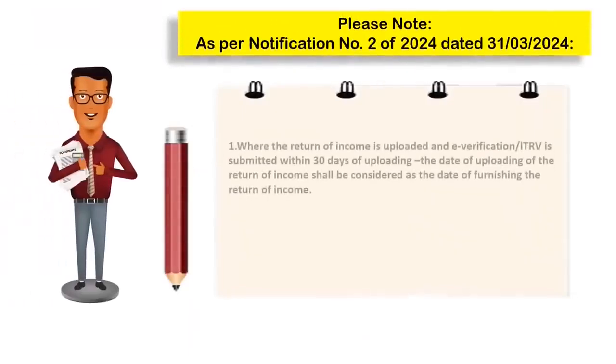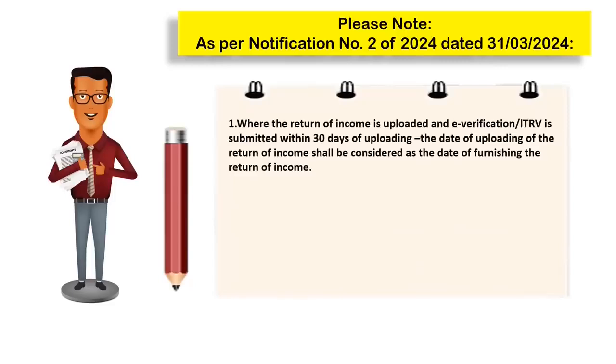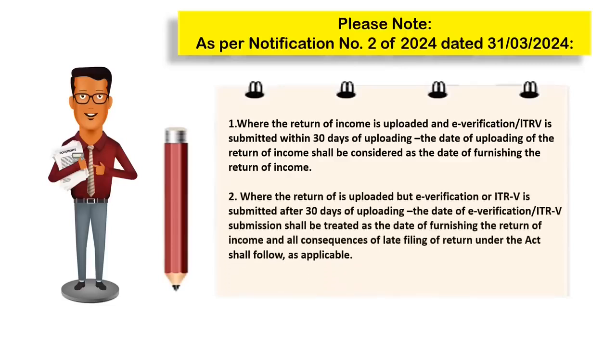Please note, as per Notification Number 2/2024 dated 31st March 2024, where the return of income is uploaded and e-verification or ITR-V is submitted within 30 days of uploading, the date of uploading of ITR shall be considered as the date of furnishing the return of income. However, where the return of income is uploaded but e-verification or ITR-V is submitted after 30 days of uploading, the date of e-verification or submission of ITR-V shall be treated as the date of furnishing the return of income, and all consequences of late filing of return under the Act shall follow as applicable.